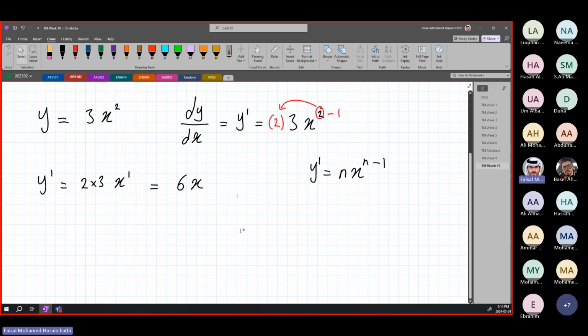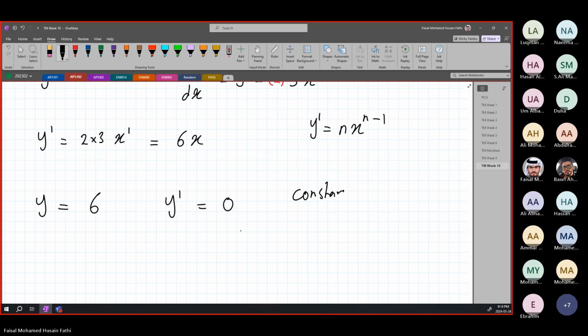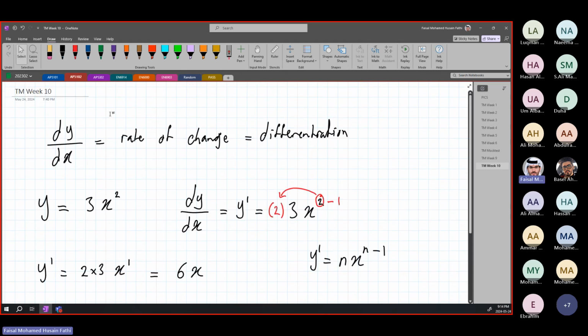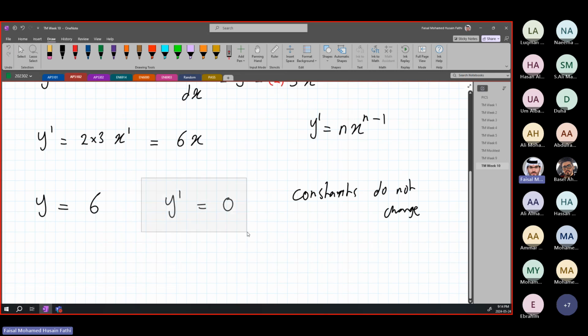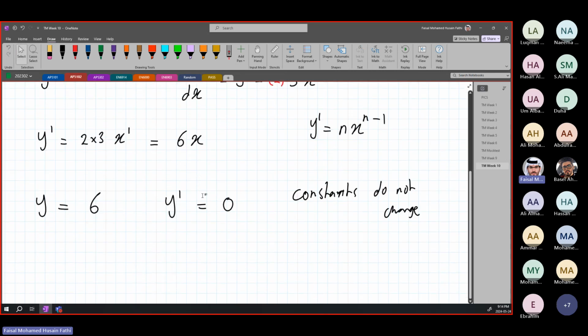Remember, the differentiation, when we say, let's say y is equal to 6, the differentiation of 6, so y prime, is going to be equal to 0, because constants do not change. What do I mean by that? Remember, I said it's a rate of change. In differentiation you are finding the rate of change, meaning how much this is changing. The 6 will never change. It will always stay 6. That's why the amount of change that will happen to it is 0. This is what is meant by differentiation of a constant.